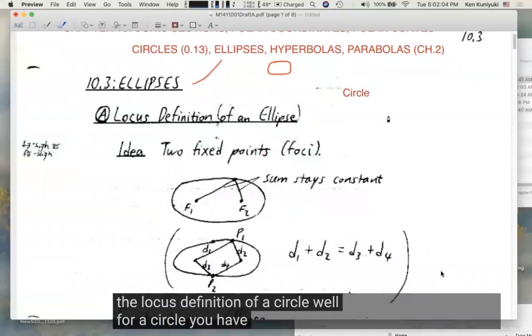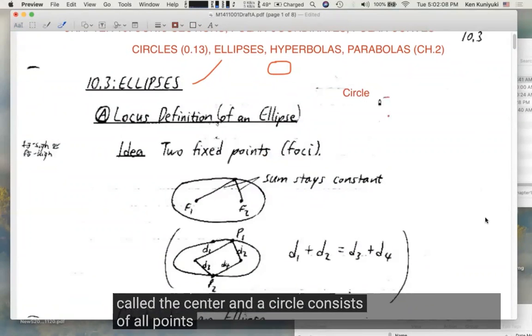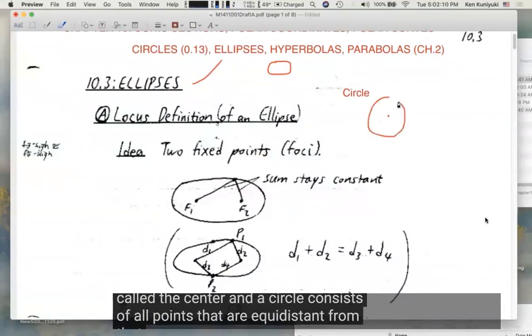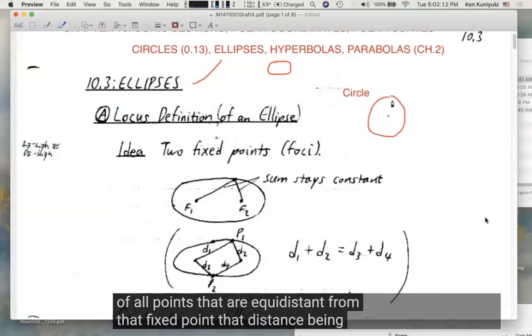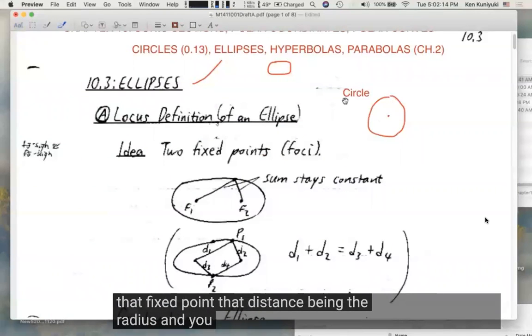Well, for a circle, you have a fixed point called the center, and a circle consists of all points that are equidistant from that fixed point, that distance being the radius. And you don't need x coordinates or y coordinates to talk about that.